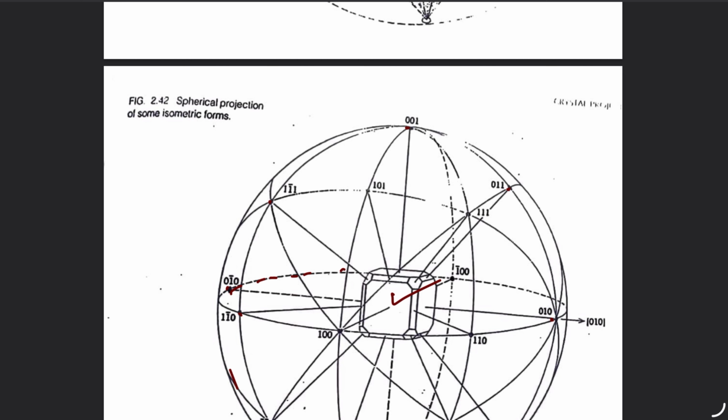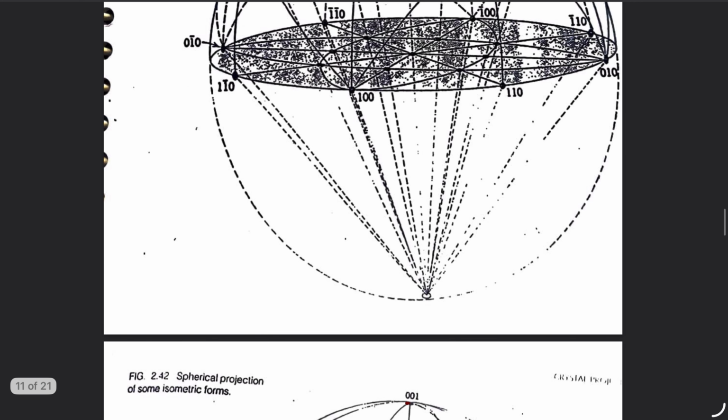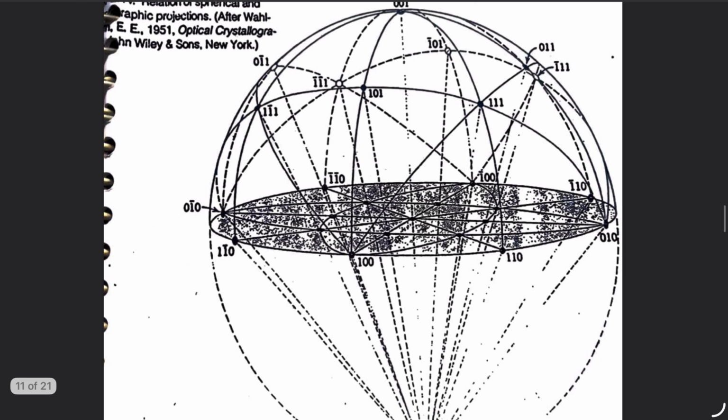This is the equatorial plane. So how are these faces transferred to the equatorial plane? Here it has been shown: all the faces which are on the northern hemisphere are joined to the south pole, and the point where these lines pierce this equatorial plane, this is the stereographic projection plane, that is where the faces are plotted, or the faces are transferred to those points.